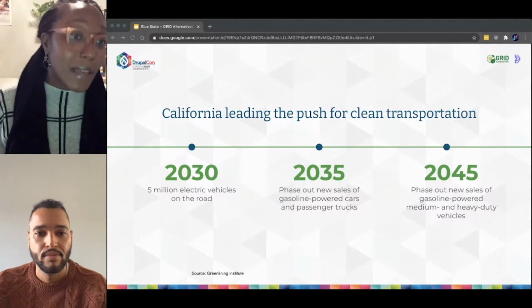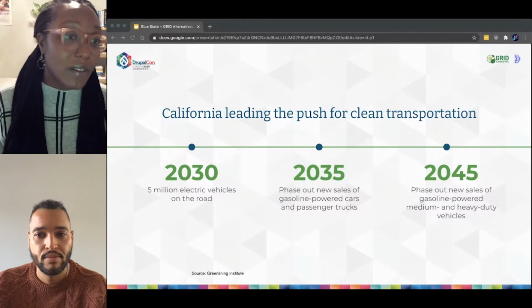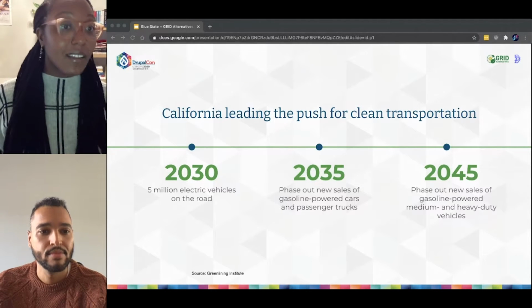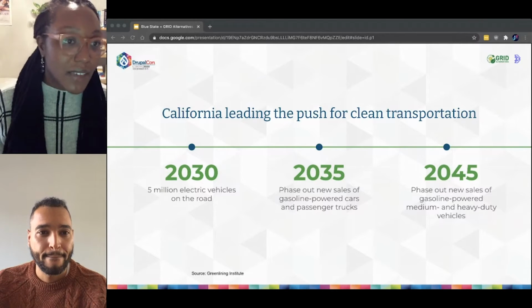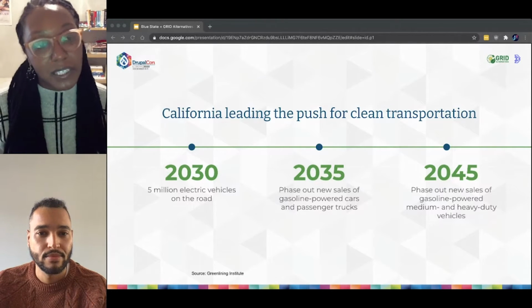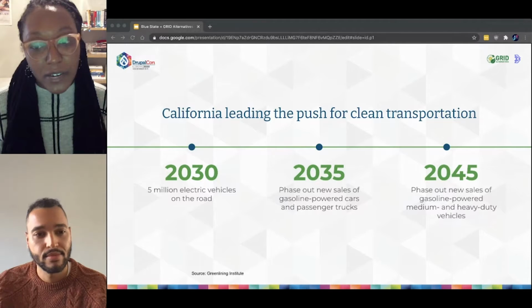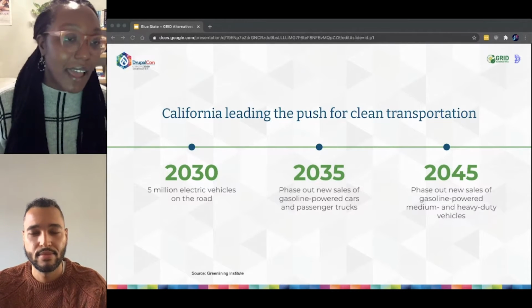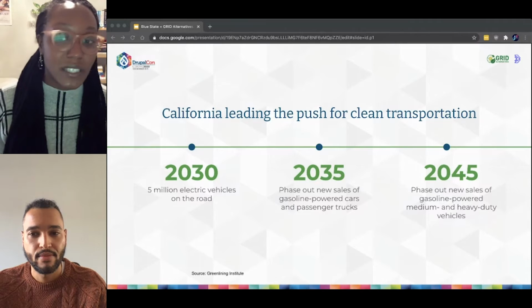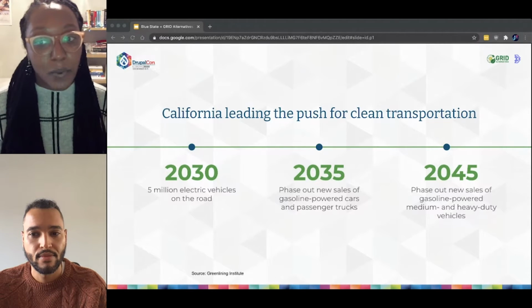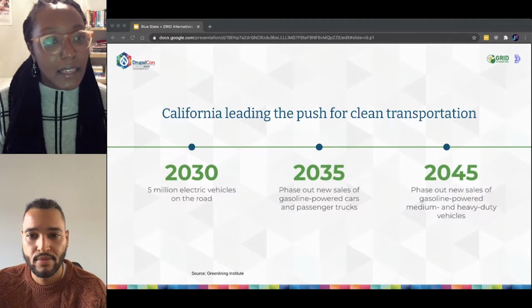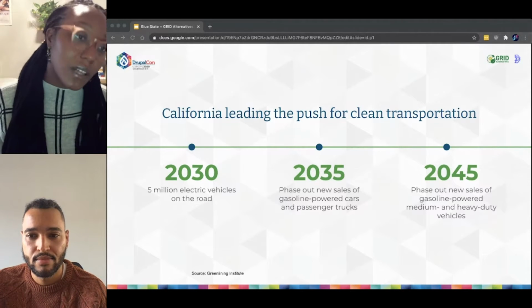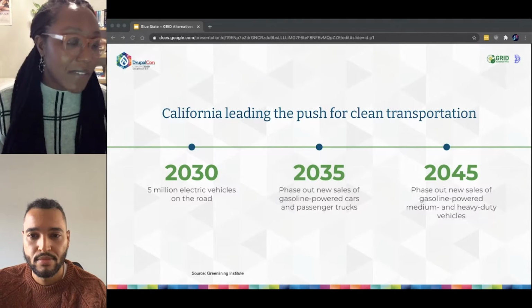The median income in California is $71,000, which sounds like a lot actually, but when you adjust for cost of living, California is probably one of the most expensive places to live in the country. We actually have the second highest poverty rate in the United States, behind Washington, D.C., at 18.2%.